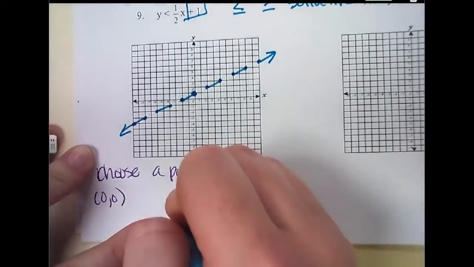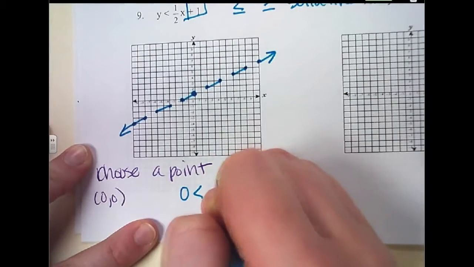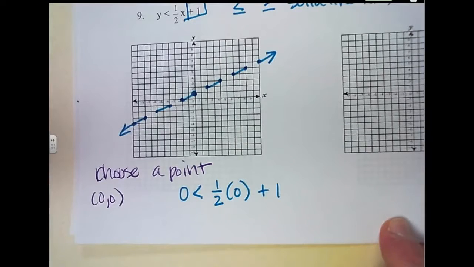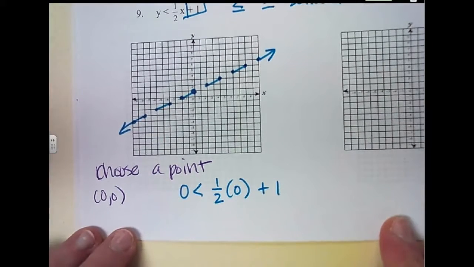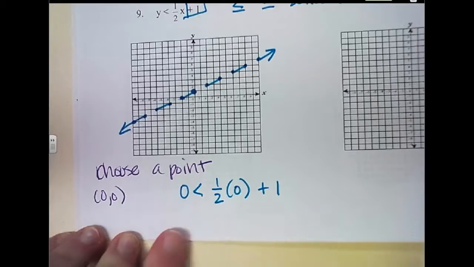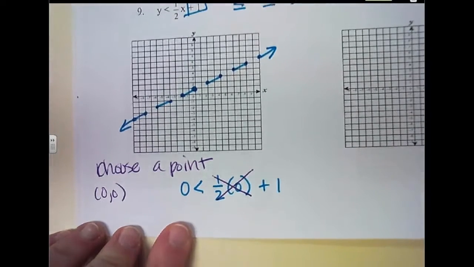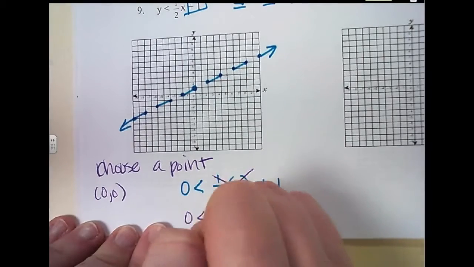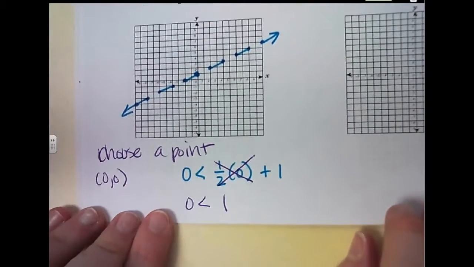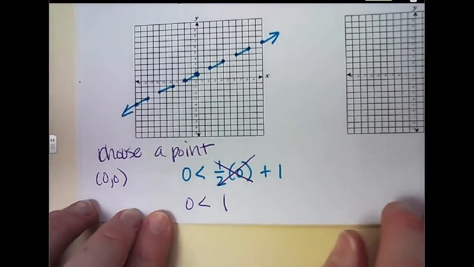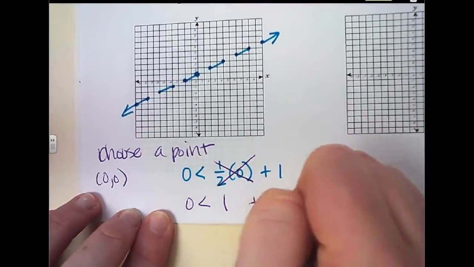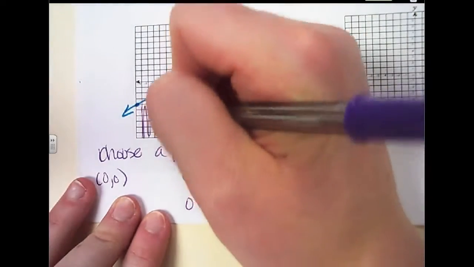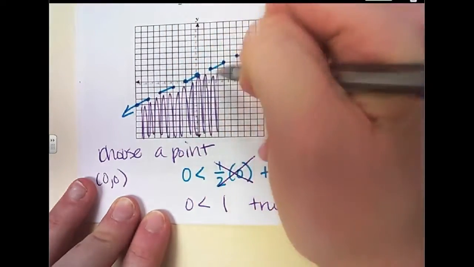So in for y, I put 0, less than 1/2 times 0 plus 1. So I'm just plugging in 0, 0. And then I simplify. So this is gone. And so I have 0 less than 1. Is that true or false? True. So if it's true, I shade where the 0, 0 is. So 0, 0 is right here. So I shade below the line.